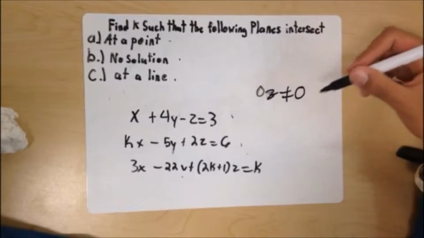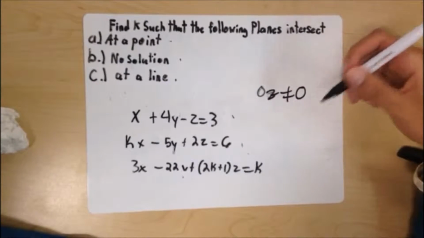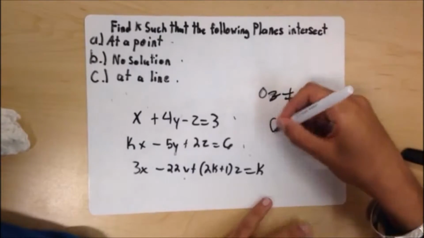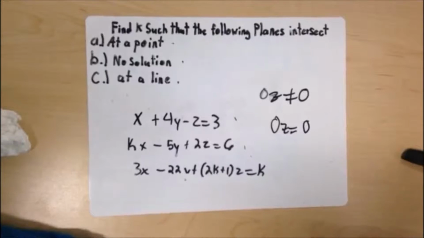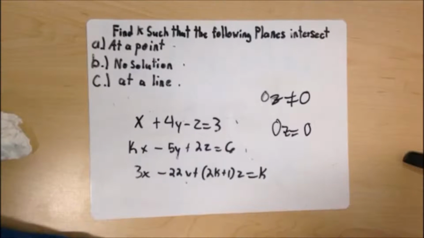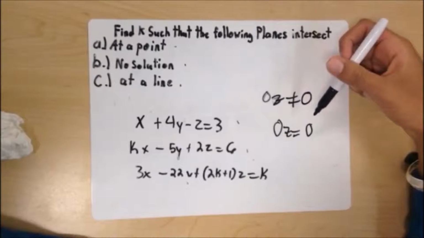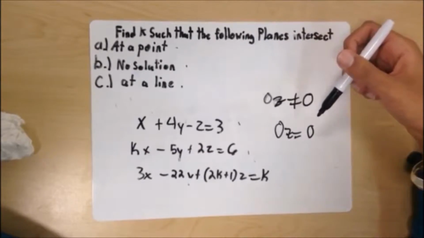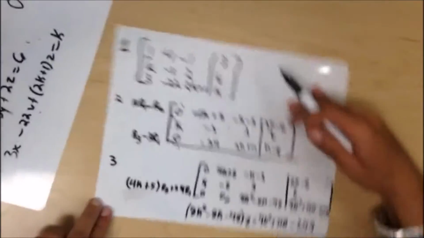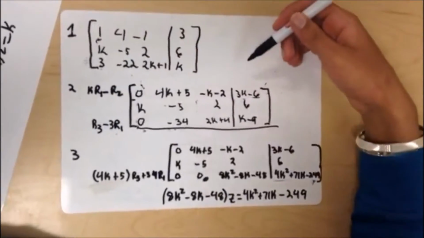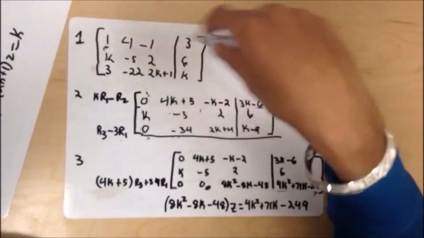So what we're going to try to figure out first is how to get the matrix to have a 0z equal to 0, because we know that this statement is true, which we can use to figure out at what line the planes will intersect. In the first matrix here, I put the three equations into this matrix.